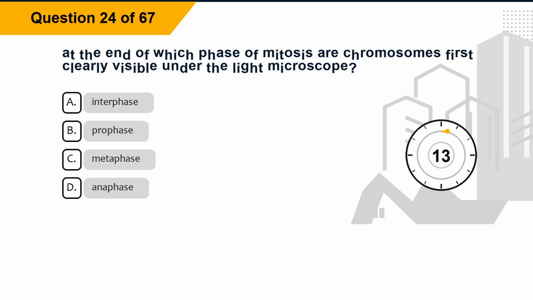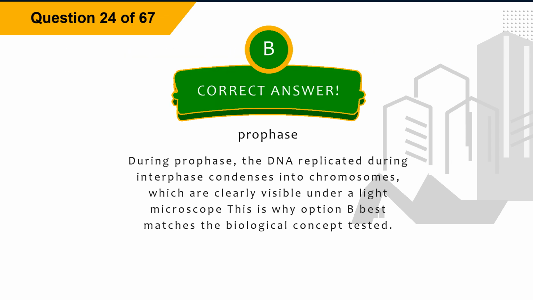Question 24. At the end of which phase of mitosis are chromosomes first clearly visible under the light microscope? Option A, interphase. Option B, prophase. Option C, metaphase. Option D, anaphase. The correct answer is option B, prophase.